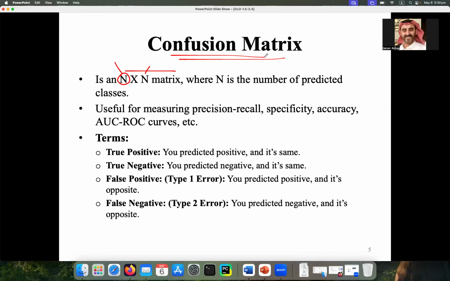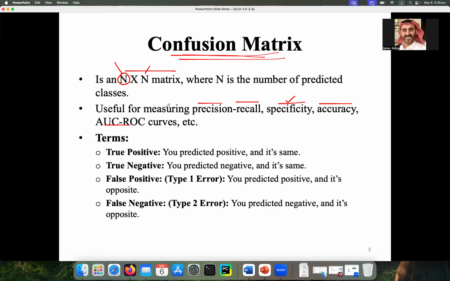And what are those other things? You can calculate precision. You can calculate recall, specificity, accuracy. Specificity has another name, okay? You will see that. Accuracy, AUC-ROC curves, sensitivity, and so on. You can calculate all these things from the confusion matrix. But before that, we have to learn some terms so that we can understand what the confusion matrix actually means.